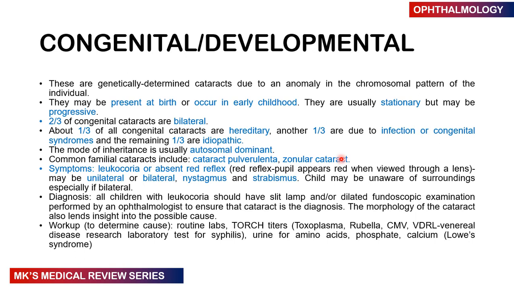And of course you're going to have a diagnostic workup. So you're going to be doing your routine labs, your FBCs and all those things. You want to screen for TORCH infections. So you want to screen for toxoplasma, rubella, CMV, syphilis, and then of course you want to do your urine for amino acids, phosphate, calcium levels like in Lowe's syndrome.